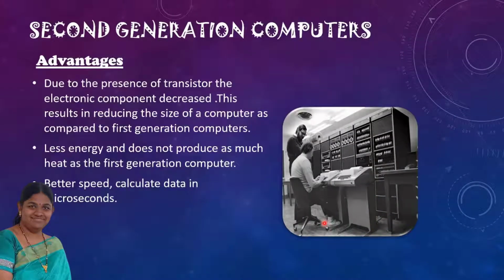And the advantages of second generation computers are, due to the presence of transistors as the electronic component, the size of the computer is reduced when compared to the first generation computer, it uses less energy and does not produce as much heat as first generation computers, and the speed is very high, that is, it can calculate within microseconds, whereas first generation computers used to calculate in milliseconds.